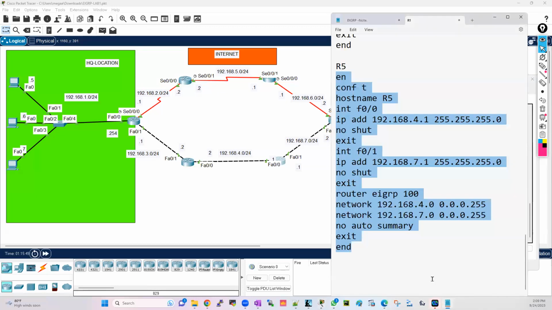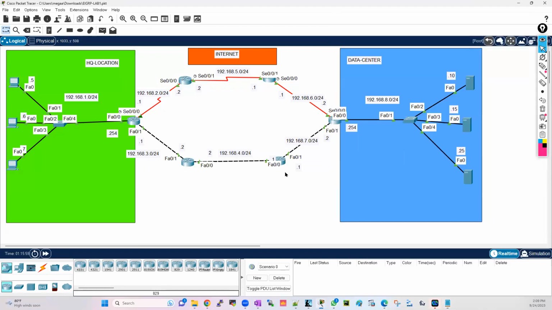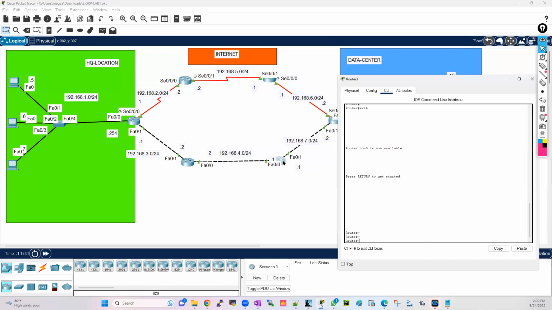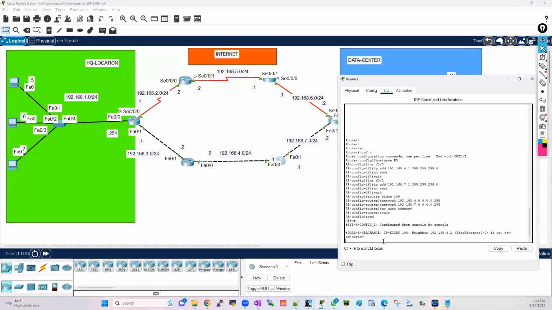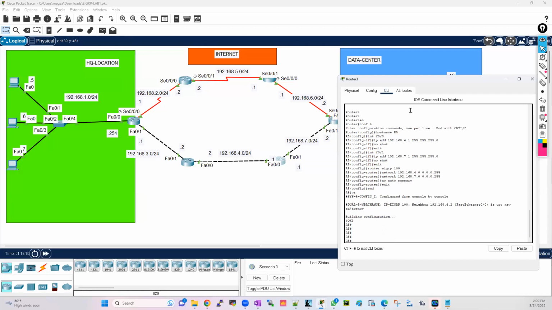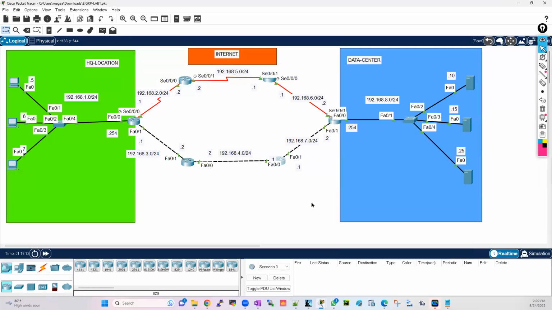So now let me see. Okay. WR. I'll copy it. Okay, this is router 5. 1, 2, 3, 4. Yeah. Okay. Router 5 is done. Okay, let's go to our router 6.